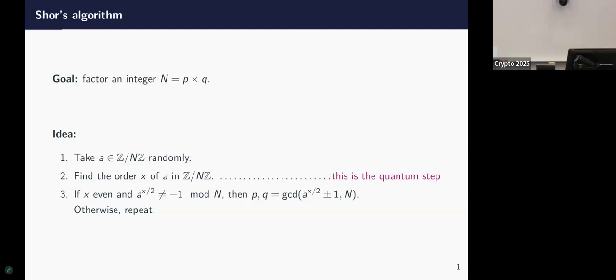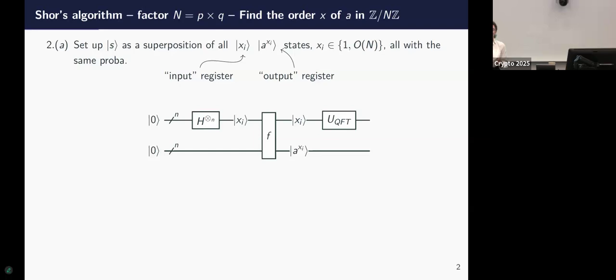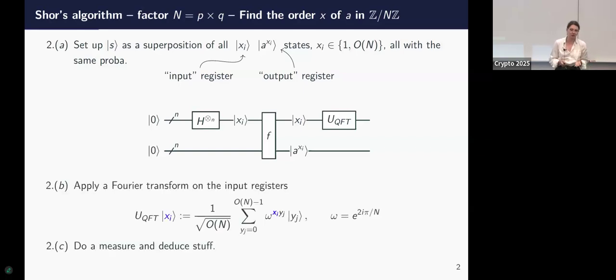So in order to find the multiplicative order of a, we are going to take a register S and put into this register an equidistributed superposition of every pure state representing the pairs (x, a^x mod N), where x goes from 1 to an order of magnitude of big N, basically. Once we've done that, we apply a quantum Fourier transform on the input part of this register, the part that contains the x values. And we measure the input part of the register, and we are able to deduce the order of a in Z/NZ from that.